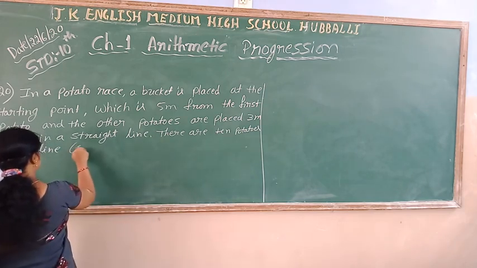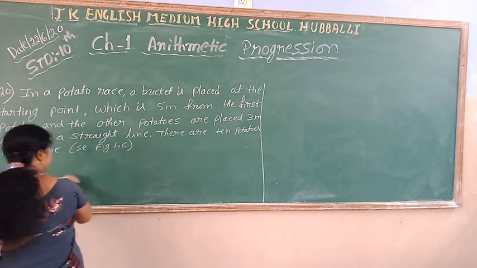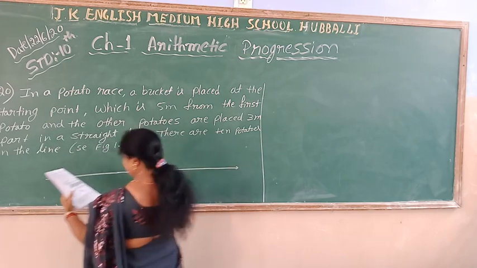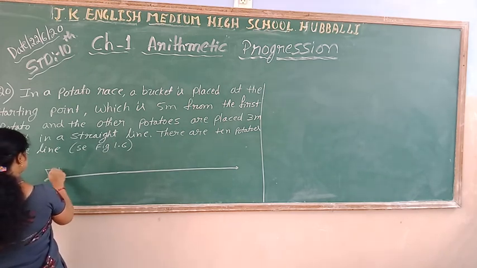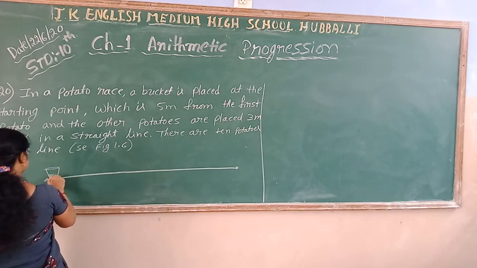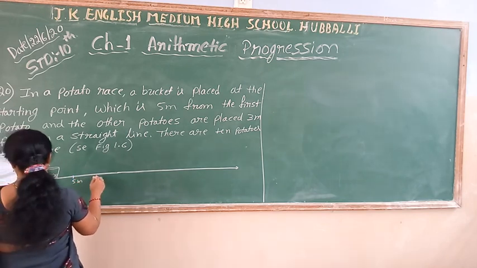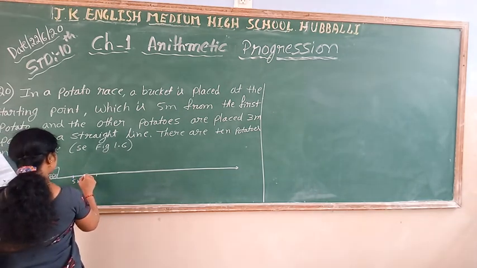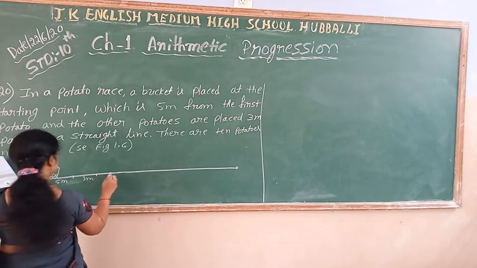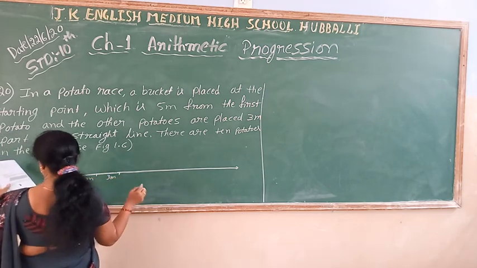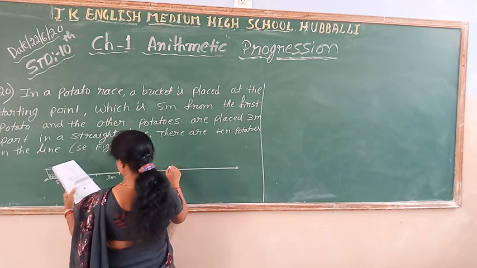So they give one diagram, that is, see figure 1.6. Your line starts at the starting point. They kept one bucket, and they kept some potatoes, 5 meters and then 3 meters each. From here to here it is 3 meters. From here to here, for the first competitor 5 meters, next 3 meters, next 3 meters, continuously. Like this way they give the potatoes.